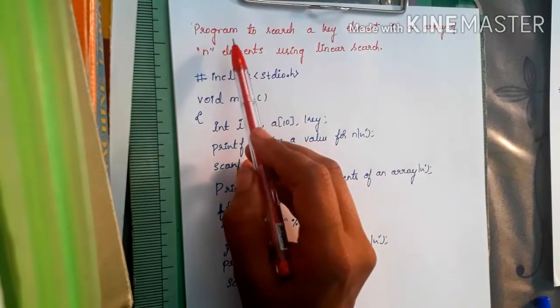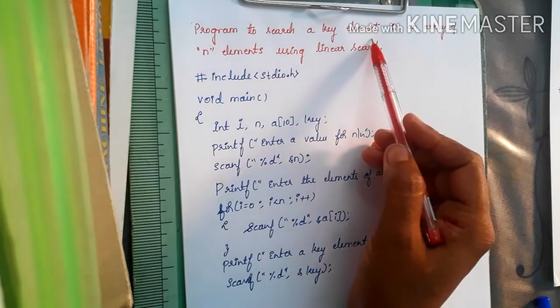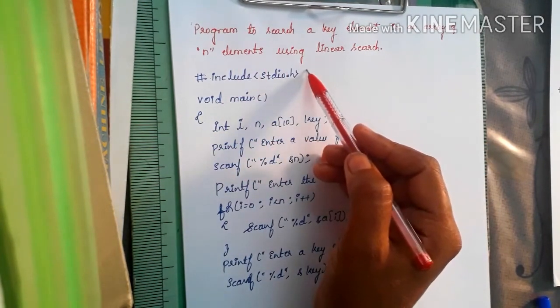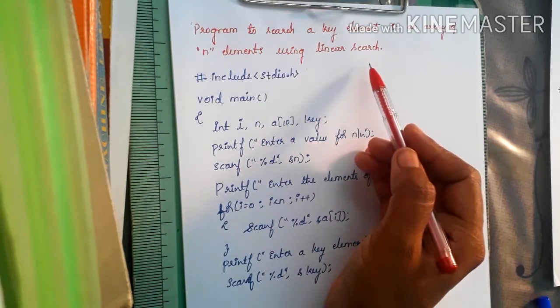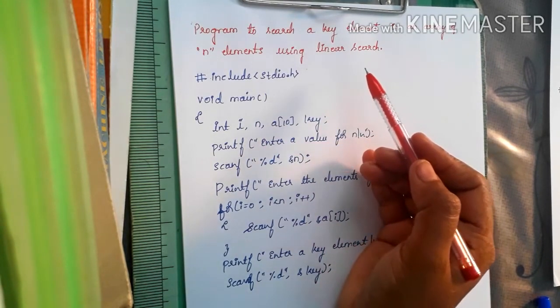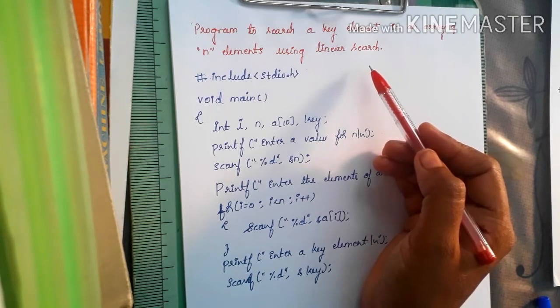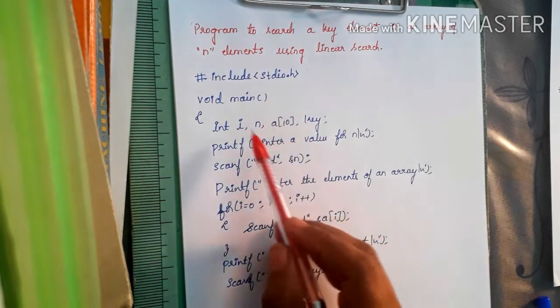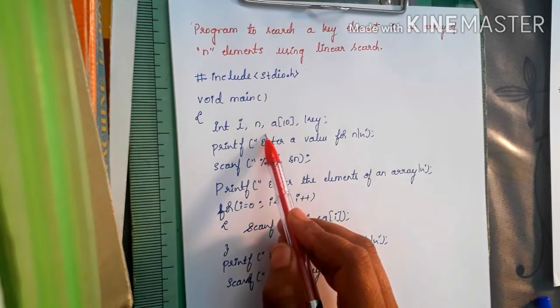Next, we will write the program to search the key element in an array of n elements using this linear search or sequential search technique. First, write the preprocessor statements. Then, in the main function, first declare the variables.